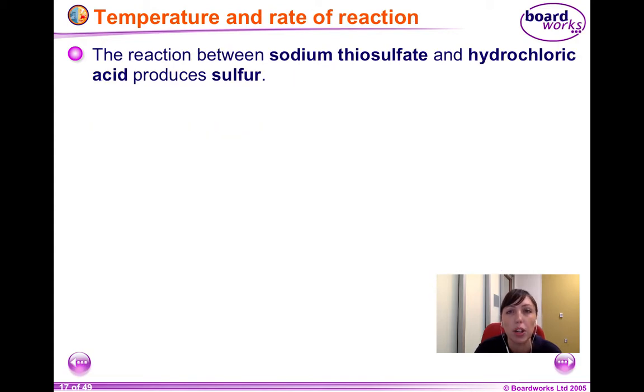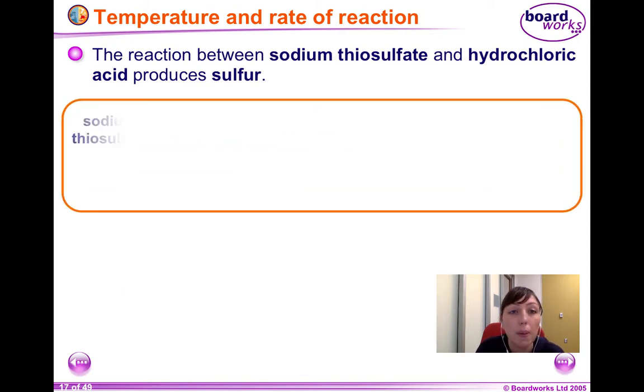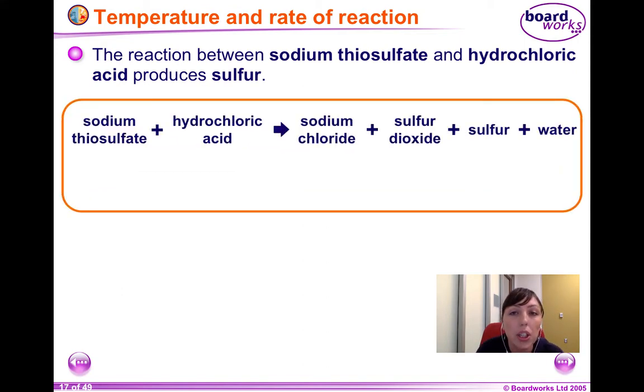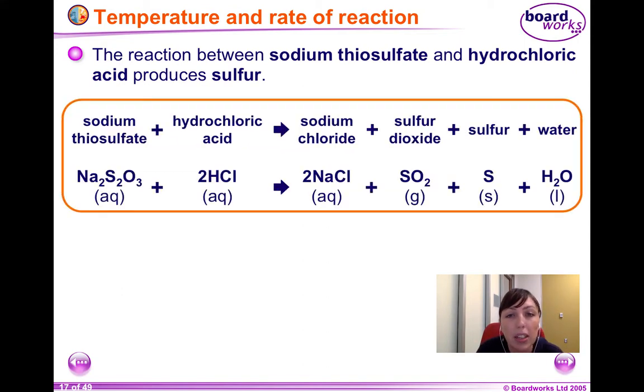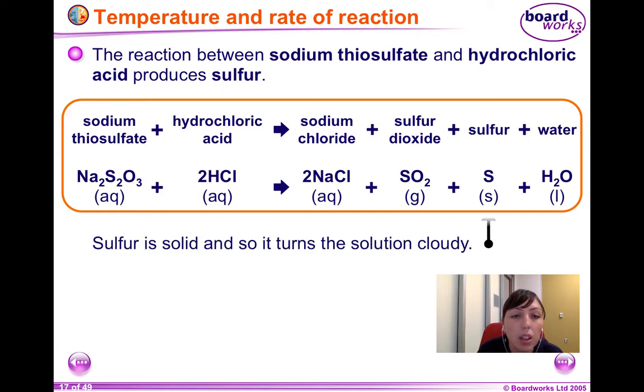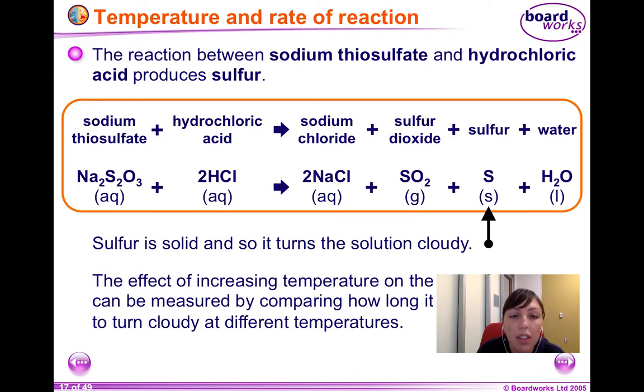The reaction between sodium thiosulfate and hydrochloric acid produces sulfur. Okay, there's your word equation. There's your balanced symbol equation. Okay, sulfur is a solid, and so it turns the solution cloudy. Okay, that's our precipitate. The effect of increasing temperature on the rate of reaction can be measured by comparing how long it takes the solution to turn cloudy. Okay?